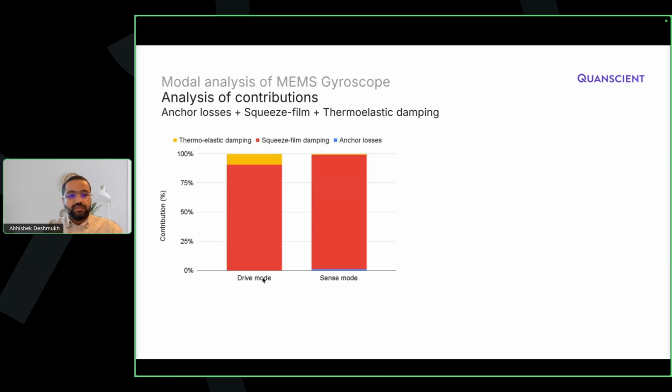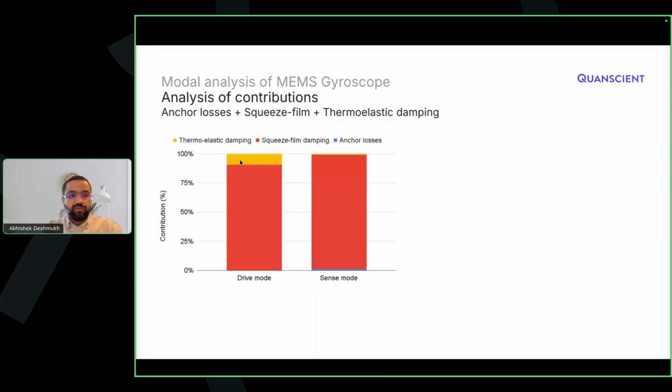So this is what I wanted to study, and this is what I've shown here. For each of these modes, drive and sense modes, I plotted the percentage contribution of these different damping mechanisms. And for a pressure of 100 pascals, it seems that the squeeze film damping is dominating. So the largest effect on the quality factor is coming from the squeeze film damping.